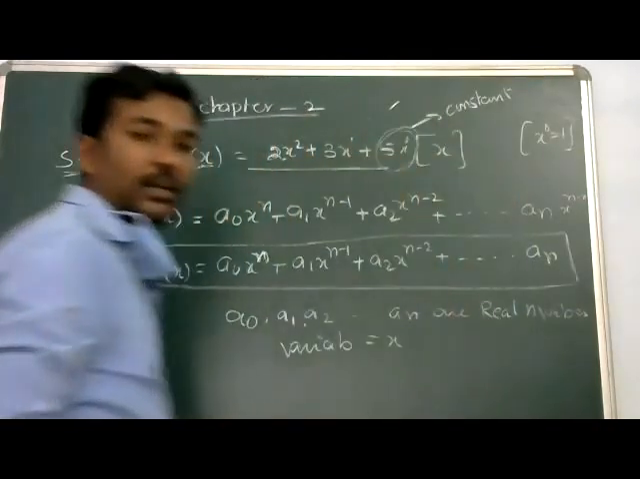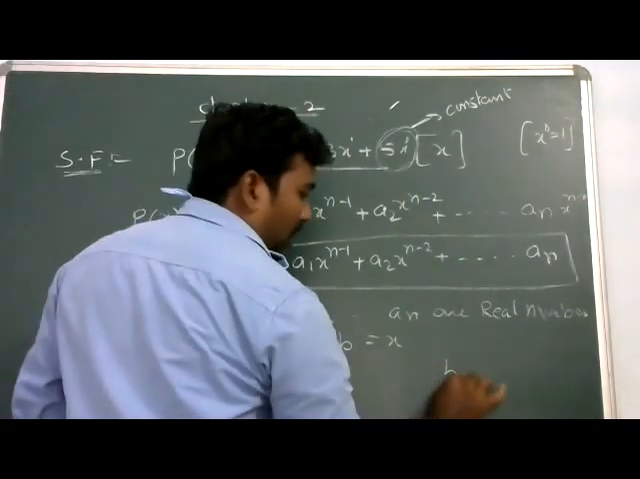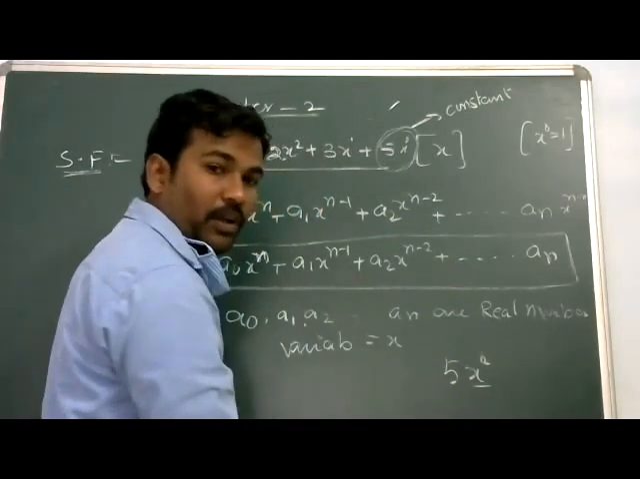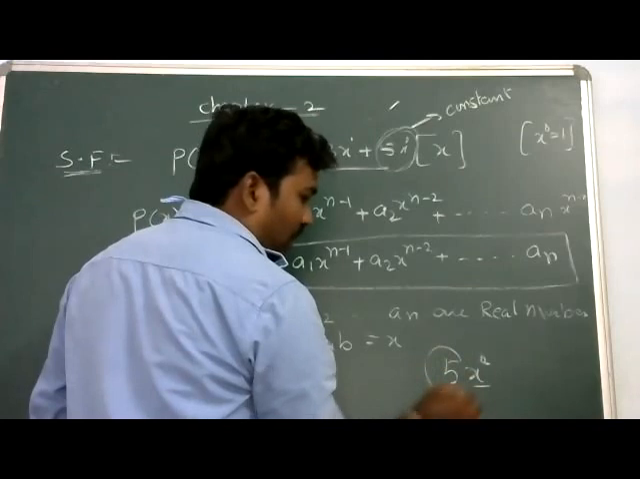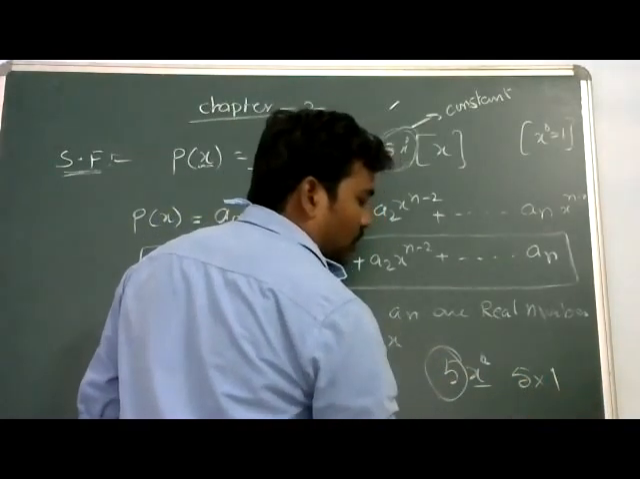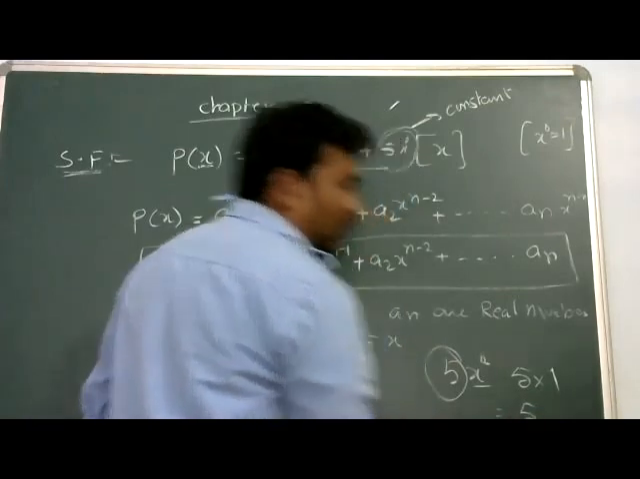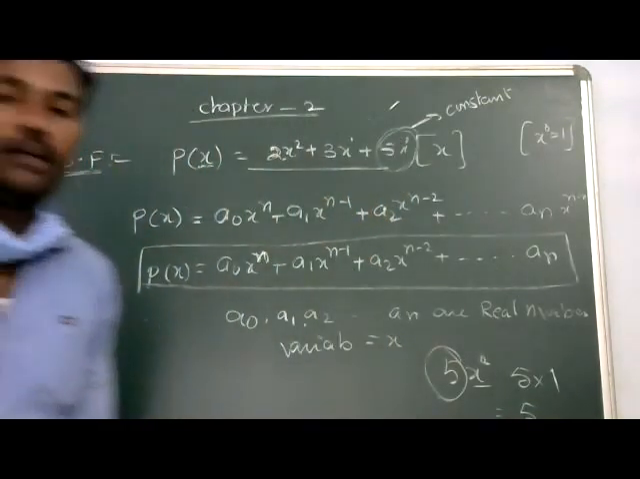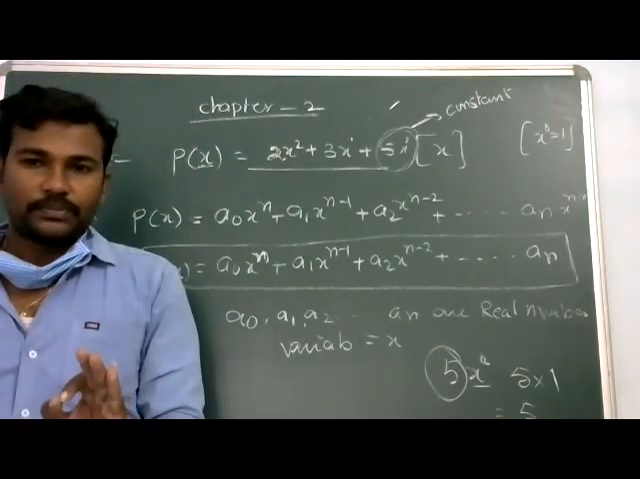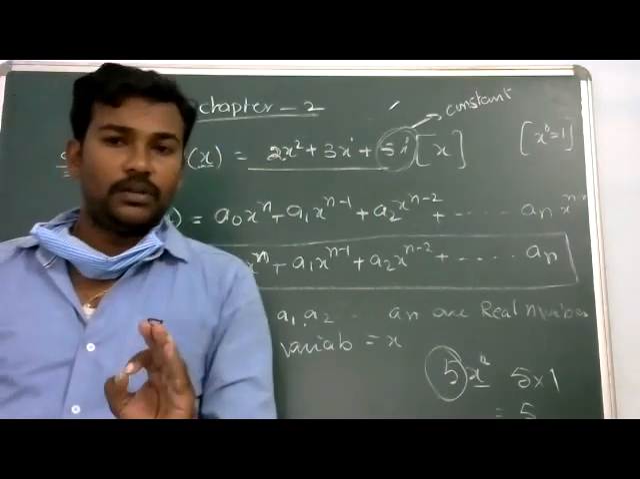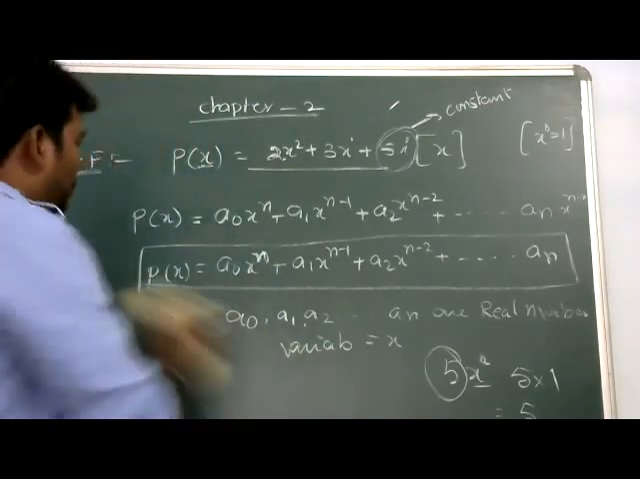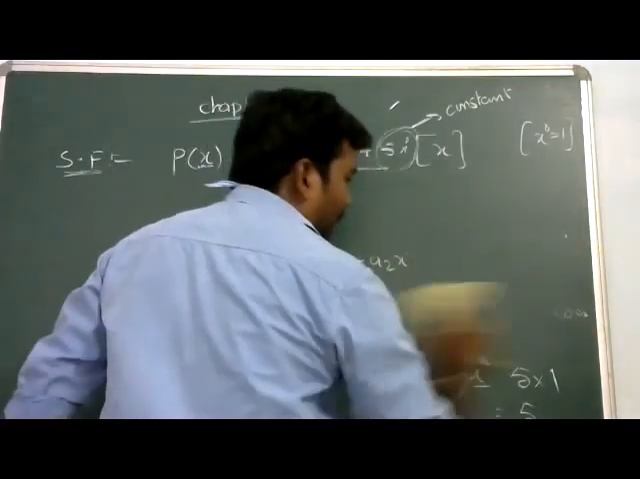Constant polynomial. Suppose here you can see 5x power 0. What is the degree? 0. The degree of the polynomial is 0. So this value is 5 into x power 0. Anything power 0 equals 1, so that equals 5. That's why this is called a constant polynomial. The degree of the polynomial is 0, so we can call it a constant polynomial. Let us go for a few more examples.